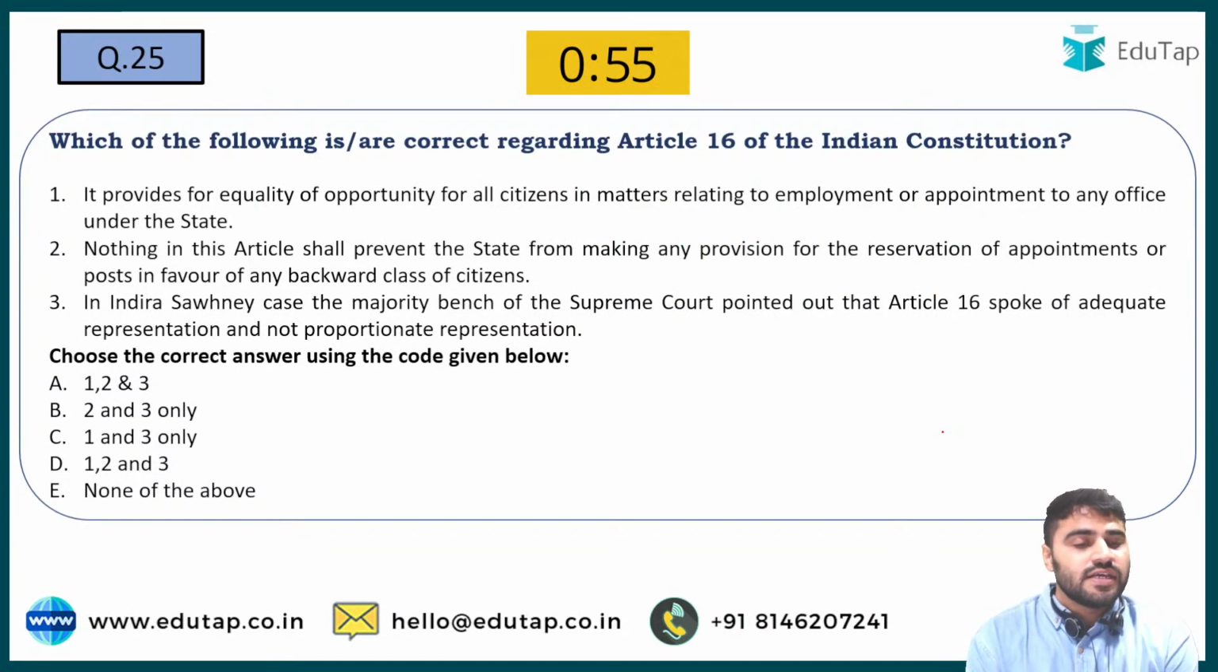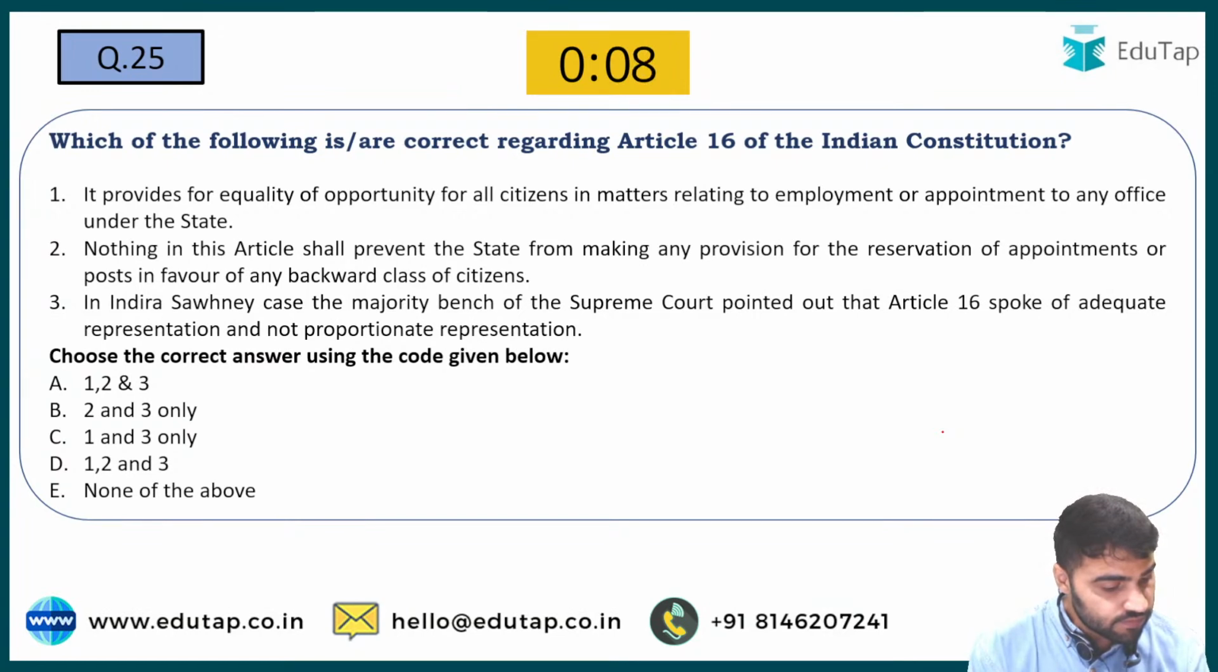So guys, question number 25 is, which of the following are correct regarding Article 16 of the Indian Constitution? Again, a question from the Indian political system. Your options are: it provides for equality of opportunity for all citizens in matters relating to employment or appointment to any office under the state. Statement number two is, nothing in this article shall prevent the state from making any provision for the reservation of appointments or posts in favor of any backward class of citizens. Statement number 3 is, in the Indra Sawhney case, the majority bench of the Supreme Court pointed out that Article 16 spoke of adequate representation and not proportionate representation. So your options are 1, 2 and 3; 2 and 3; 1 and 3; 1, 2 and 3; none of the above.